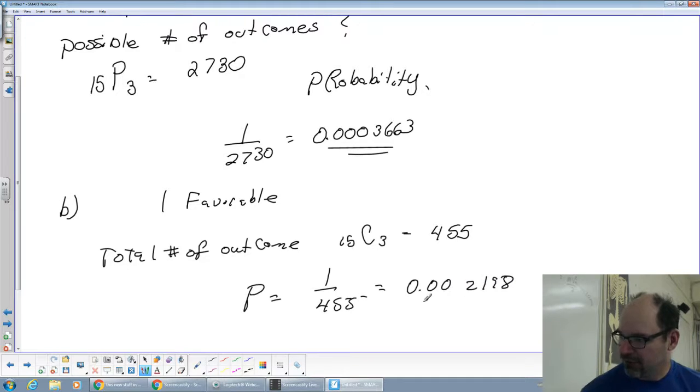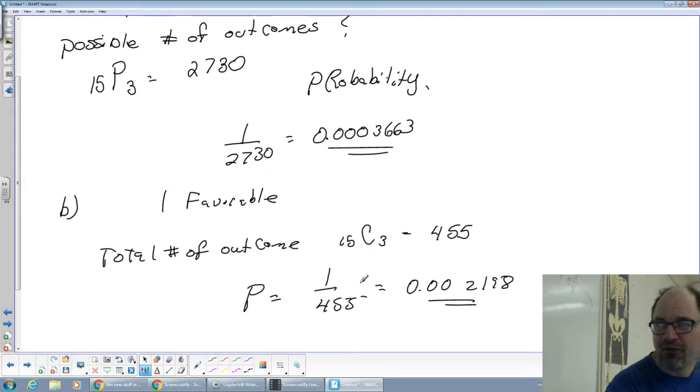0.002198 or so, or this fraction. Okay, so the key there, if you're looking at that, is recognizing the difference between a permutation for the bottom number or a combination for the bottom number.